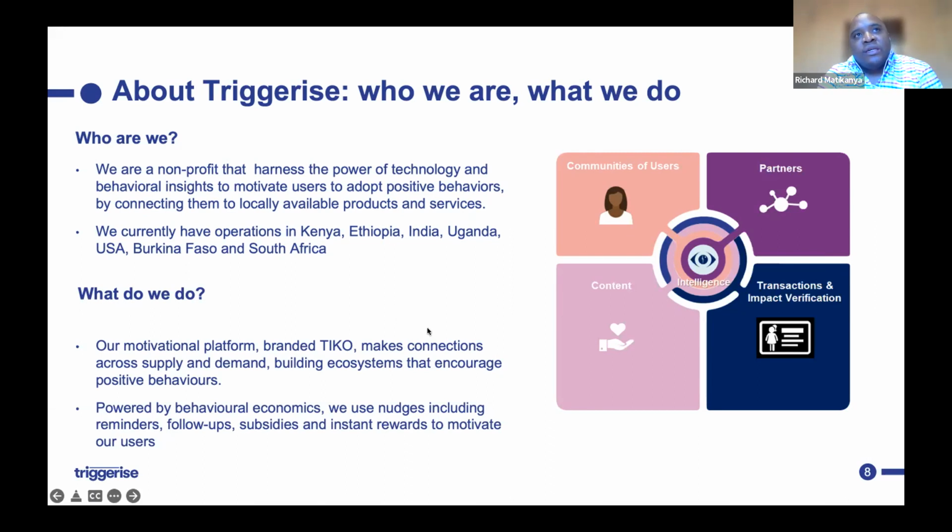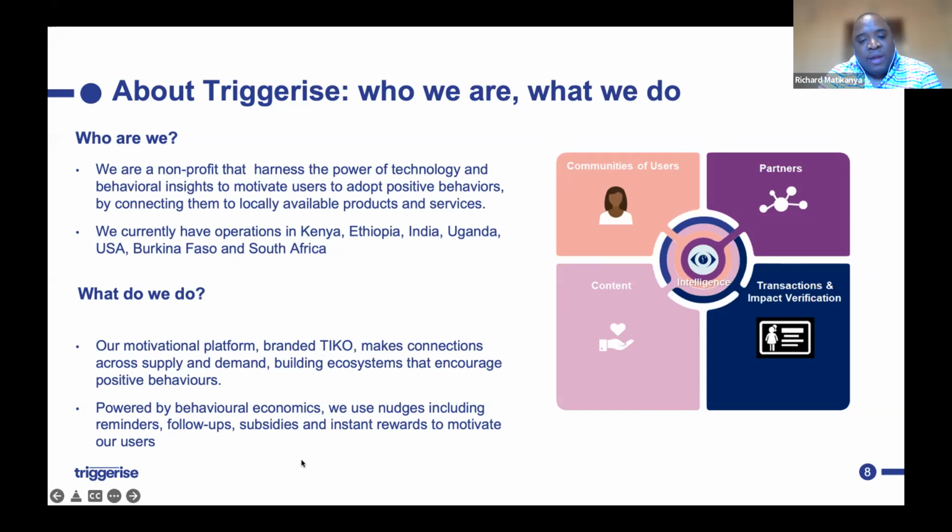And what TICO actually does, it's based on interactions. So if you're a user, you enroll onto our platform, and it's a multi-channel platform. So you can enroll through an app, you can enroll through Facebook, through WhatsApp, through Instagram, through Twitter, through Telegram. And basically, once you've enrolled onto our platform, you then have access to a menu of services that you can actually take up and utilize. And these services are actually delivered by our partners.